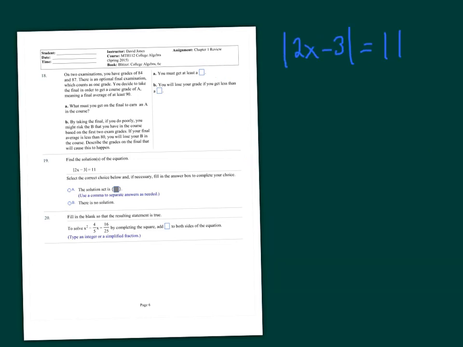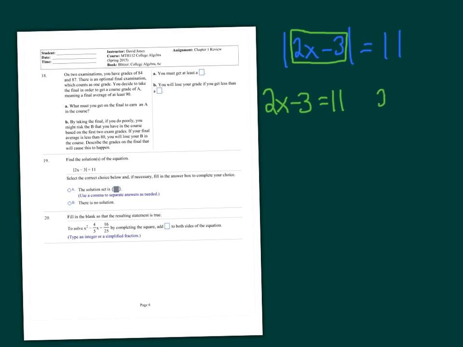Next up, find the solutions of the equation. This is number 19. The absolute value of 2x minus 3 is equal to 11. So if we think for a second about what that would need to be equal to, what inside those absolute value signs would make an absolute value of 11? Well, 2x minus 3, that number inside could be 11, since the absolute value of 11 is 11.